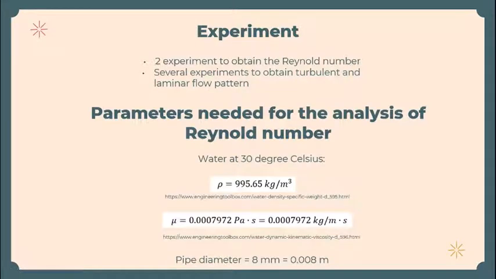Next, here is the list of parameters needed for the analysis of Reynolds number. The constant variables in this experiment will be the pipe diameter, viscosity, and density of the fluid, and the values of those 3 are as shown here. We assume the water is at 30 degrees Celsius.